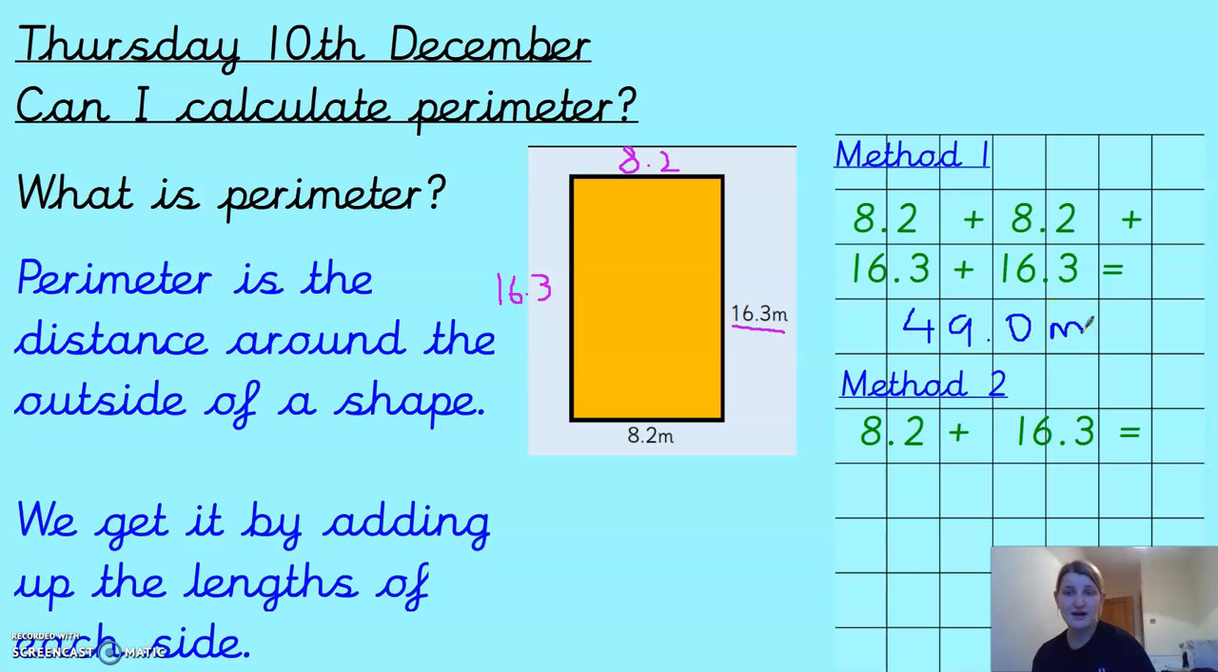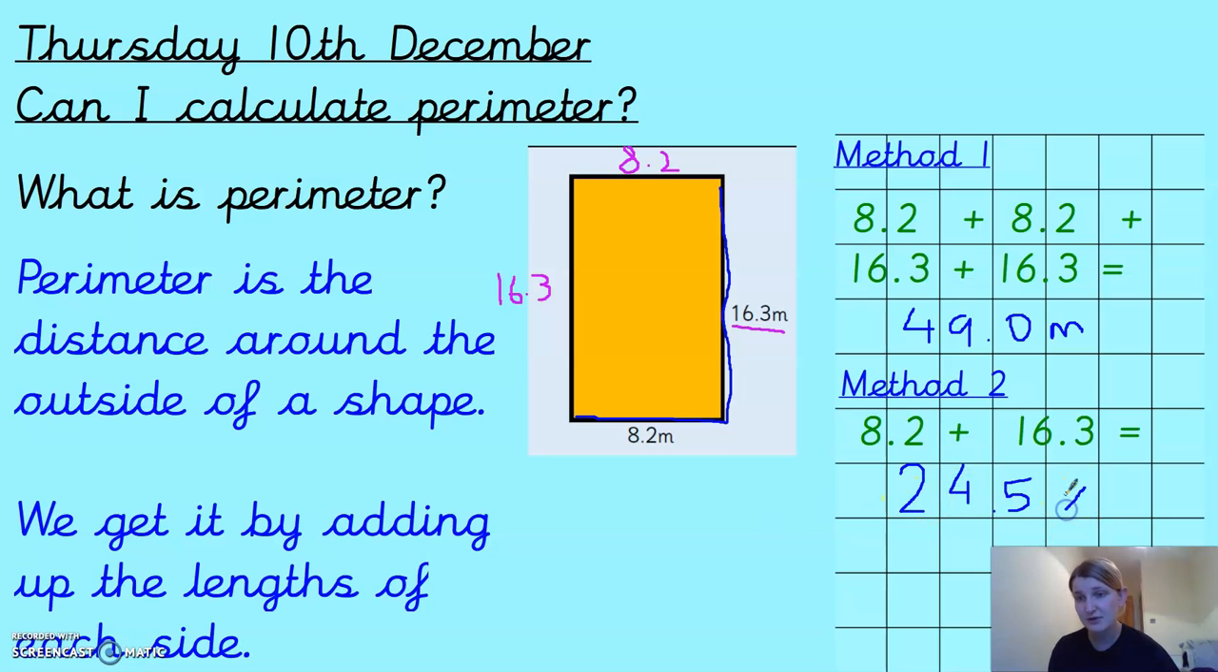The other way of doing this, guys, and certainly for me, I think this is the easier method, is by firstly adding together the 2 lengths that we've got. So adding together, I've got 8.2 and 16.3. Those were the 2 lengths that I knew. And if I added those 2 together, I would end up with 24.5. Then, as I said, I know I've got 2 of each of those. So a quicker way to do this would be just by doubling those 2 numbers that I've added together.